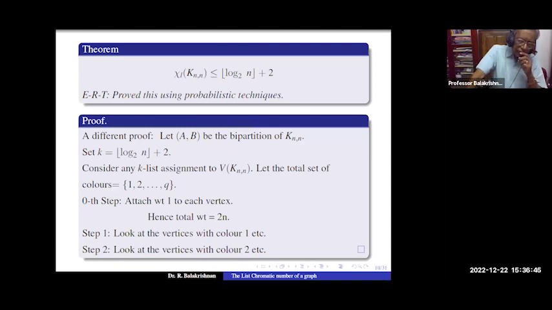Okay. Now, what about the list chromatic number? I take the complete bipartite graph K n,n. What about the list chromatic number? Can you give a bound? That is the question. Well, we can certainly give a bound. That bound is floor of log n to the base 2, plus 2.